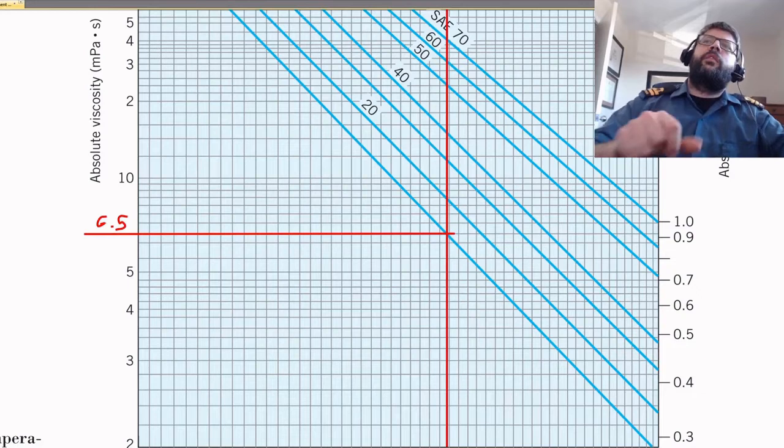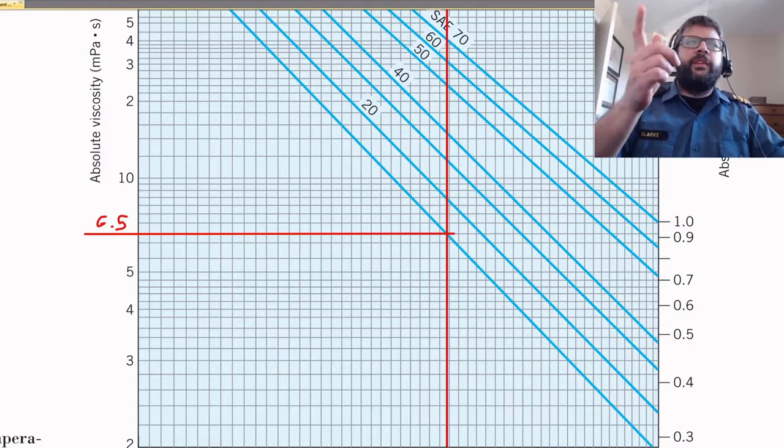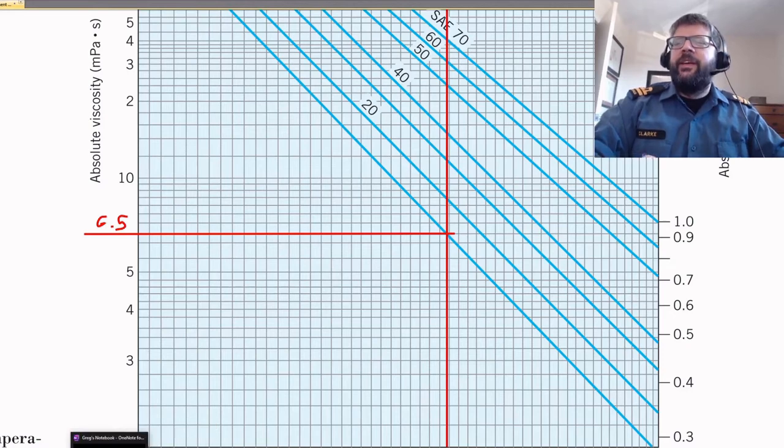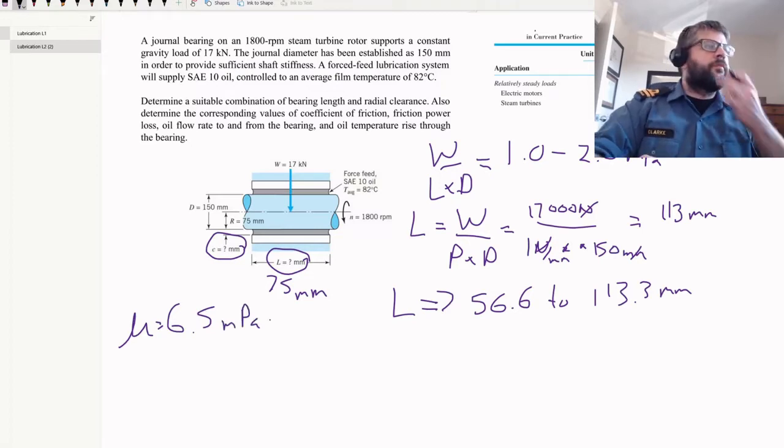So 6.5 is going to be our absolute viscosity. That is in millipascal seconds. 6.5 millipascal seconds.